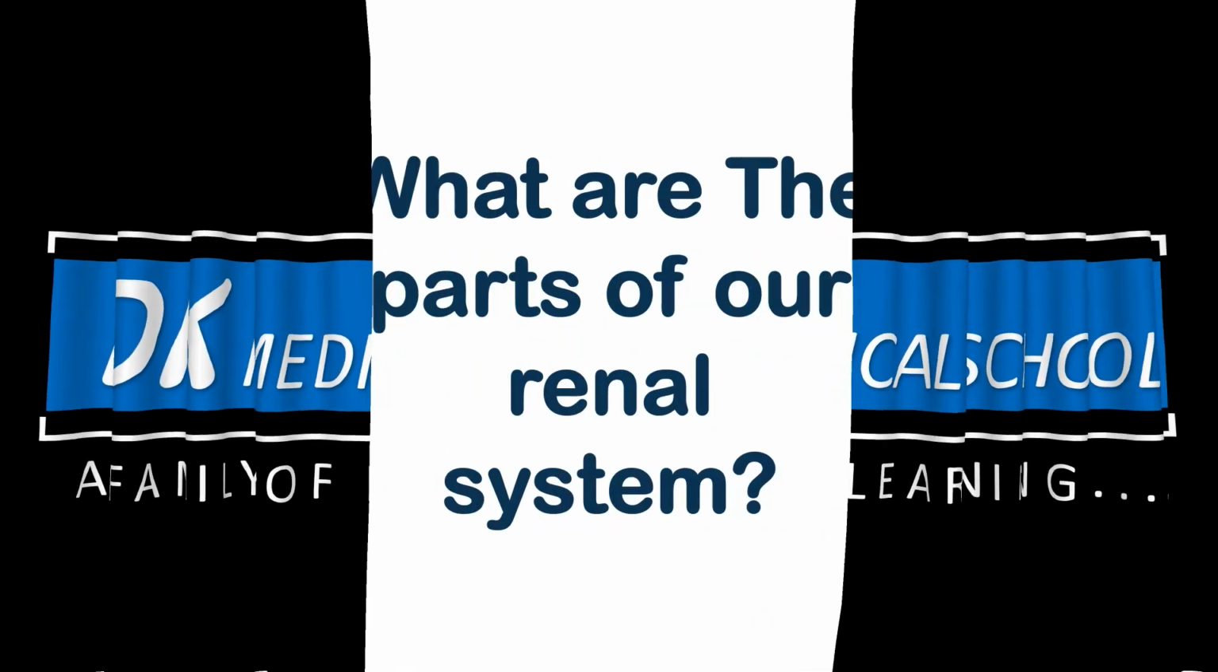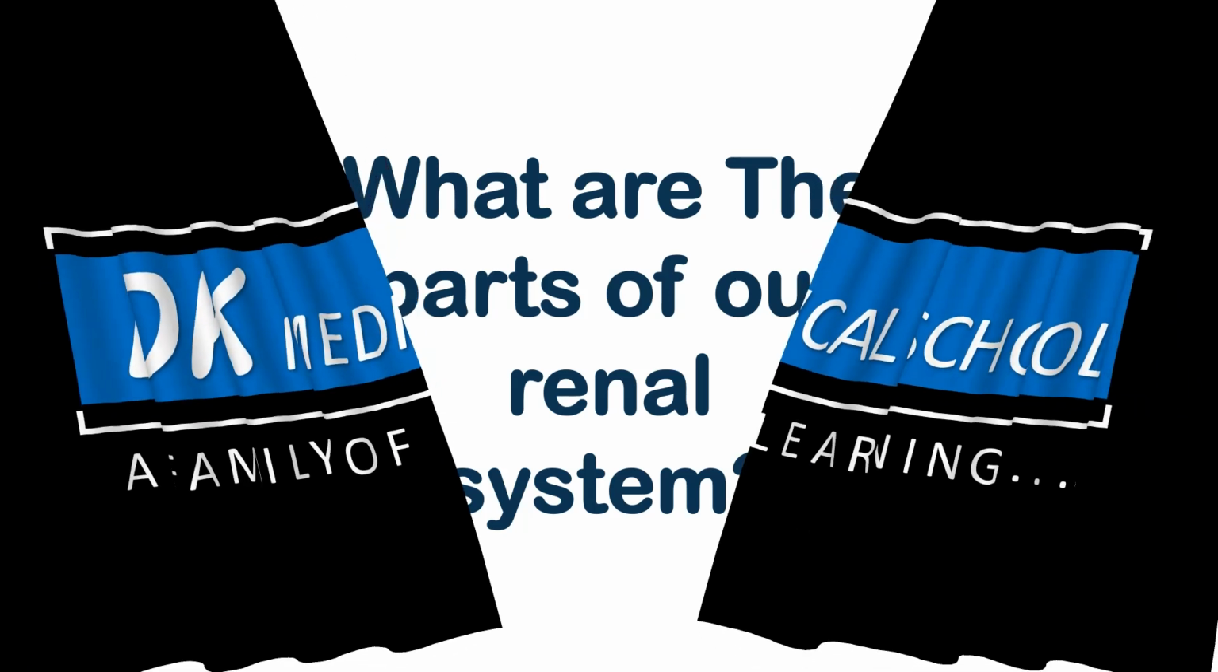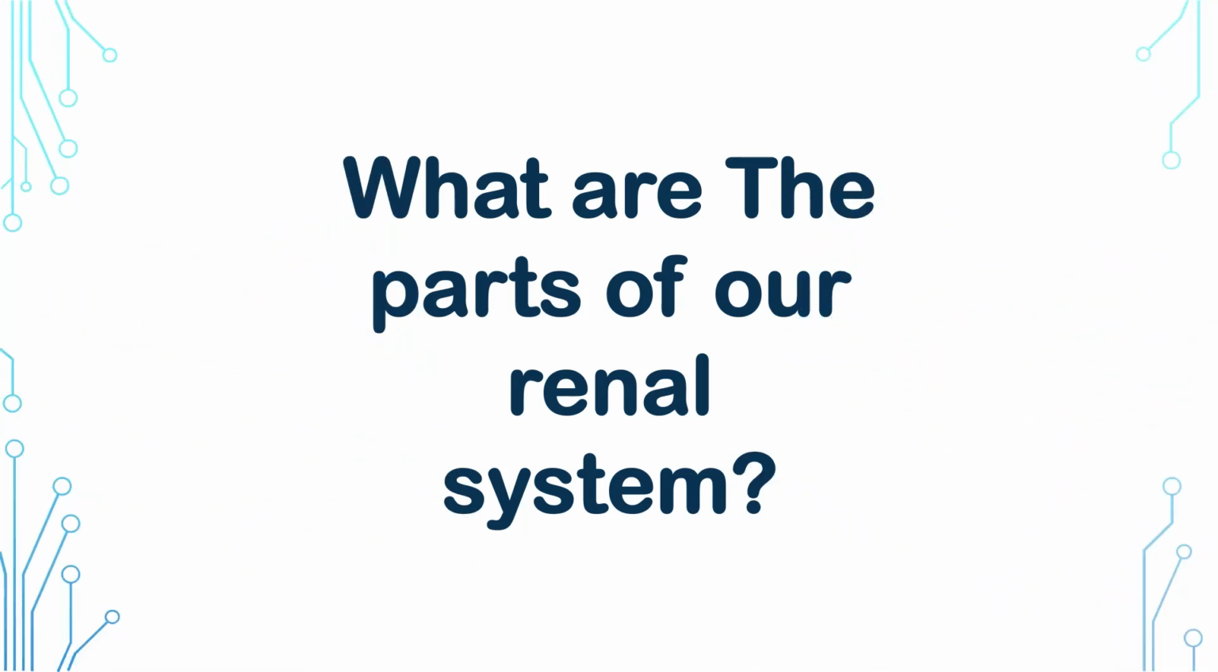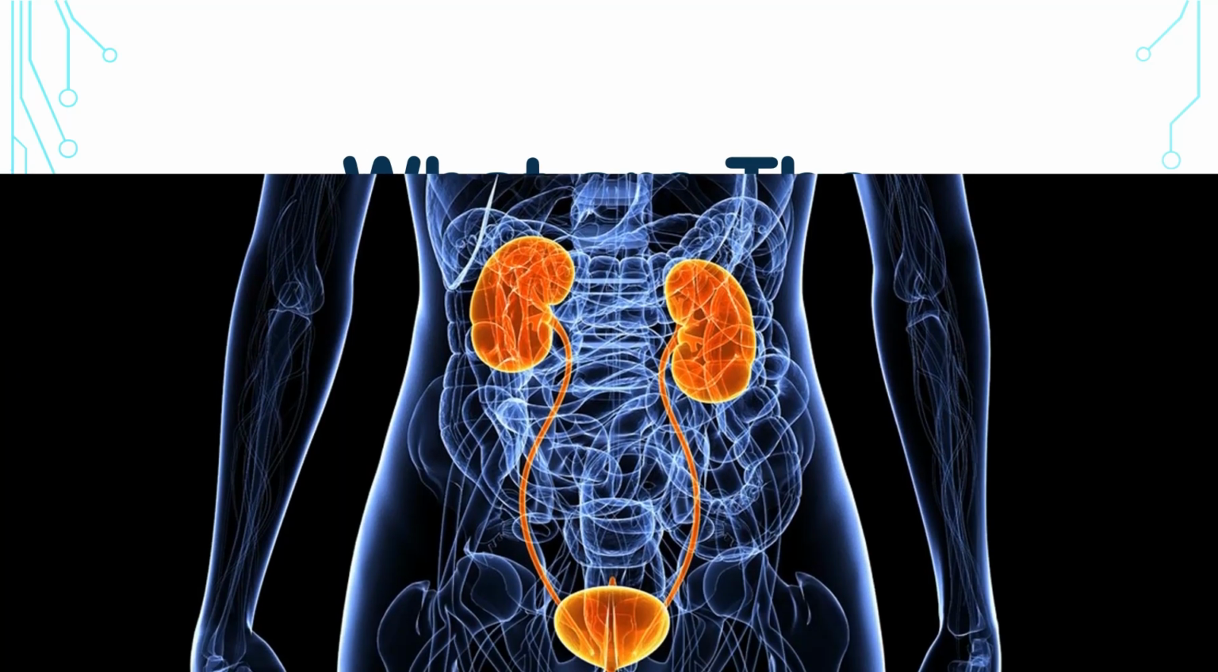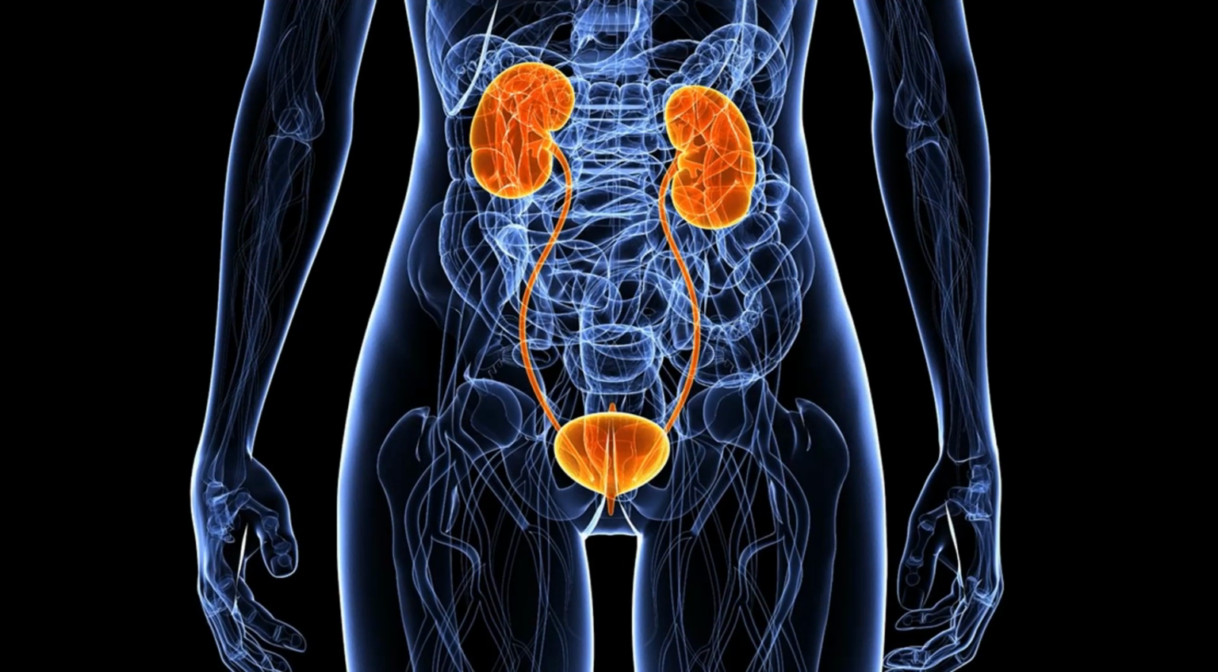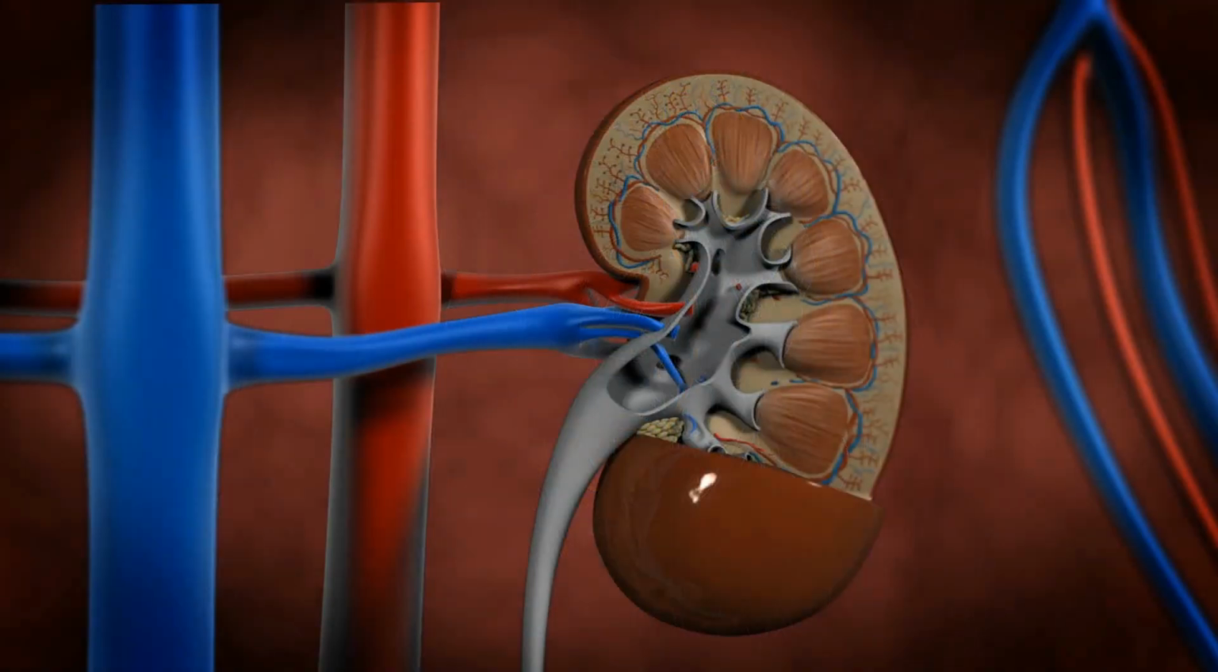To know about the renal system, first we must know what the parts of our renal system are. There are a pair of kidneys, a pair of ureters, one urinary bladder, and one urethra. Our main concern will be the kidneys.